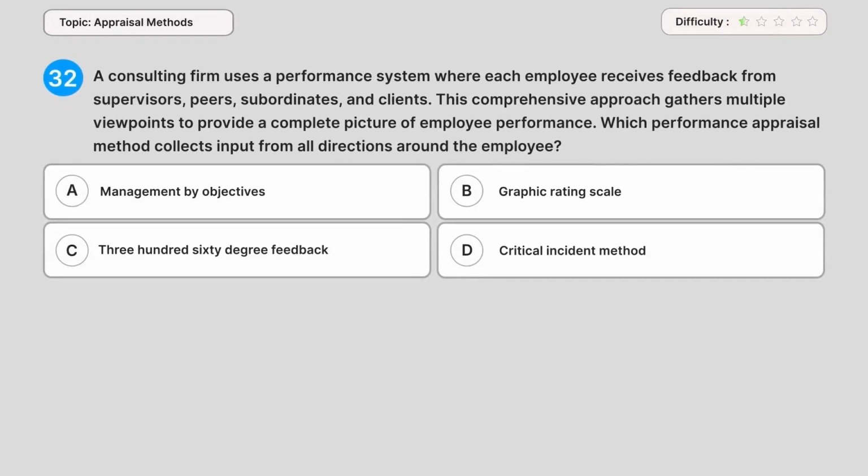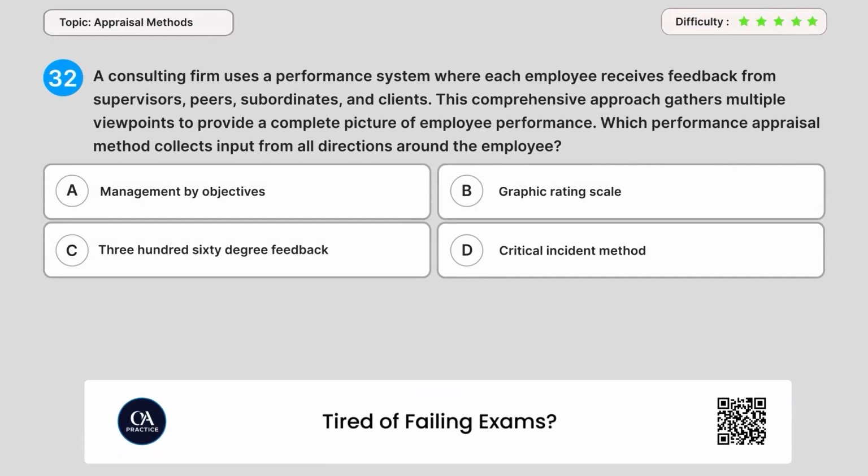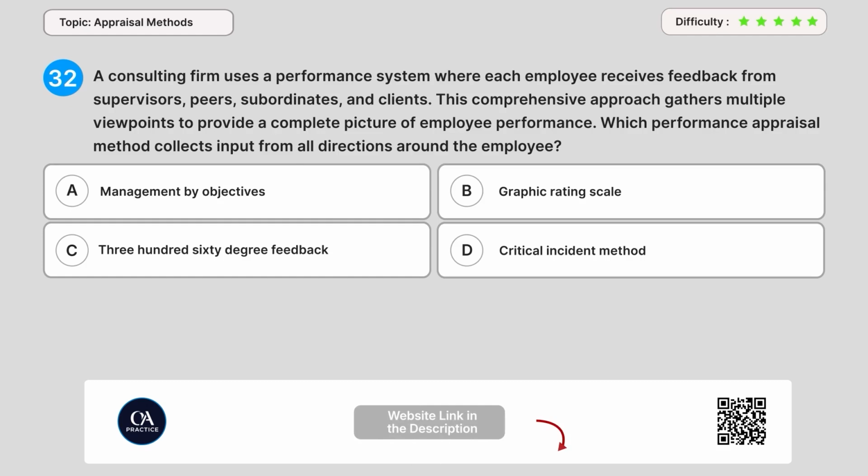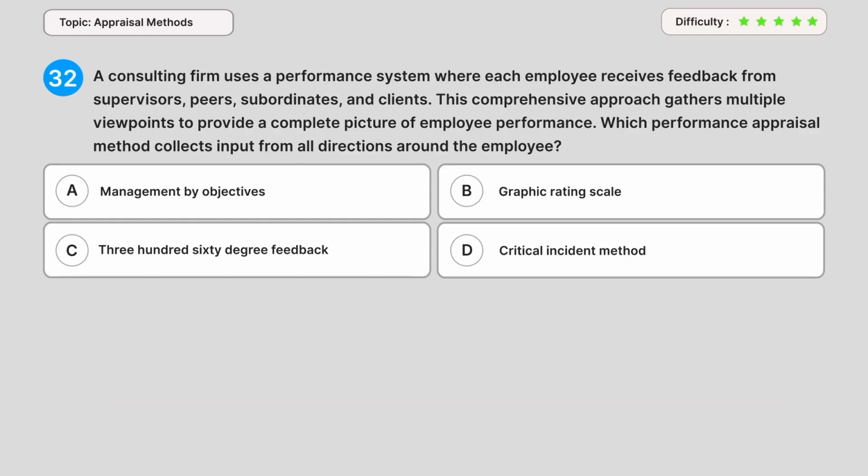32. A consulting firm uses a performance system where each employee receives feedback from supervisors, peers, subordinates, and clients. This comprehensive approach gathers multiple viewpoints to provide a complete picture of employee performance. Which performance appraisal method collects input from all directions around the employee?